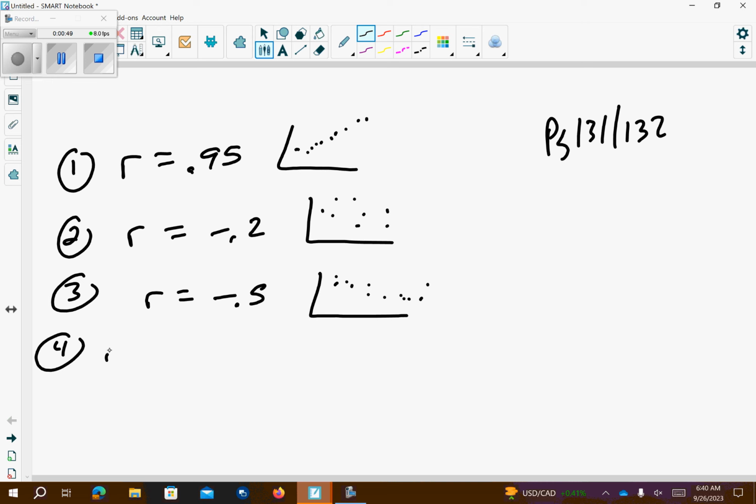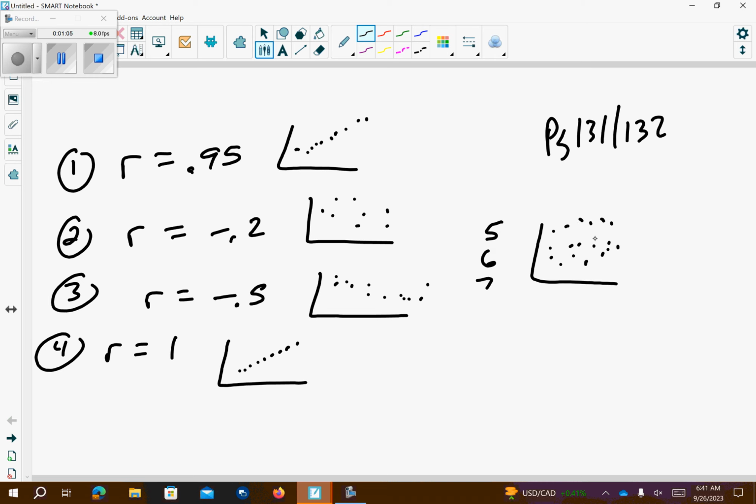Number four, r equals 1. So that's exactly a straight line of our data. 5, 6, and 7, you're just having data all over the place. Okay, however you want to make that.